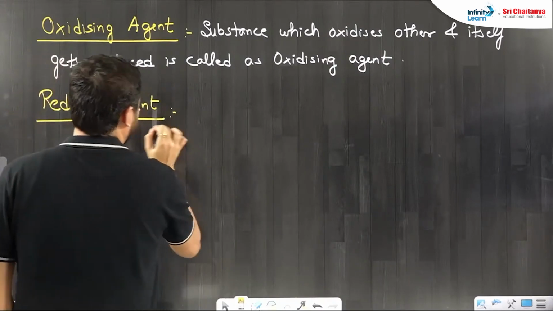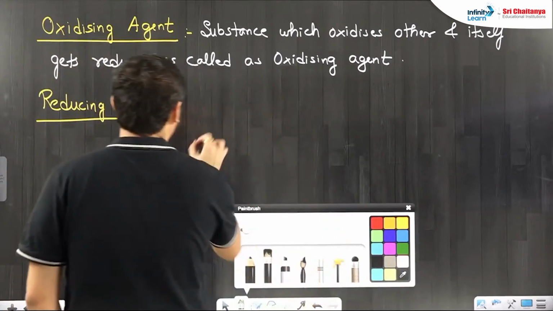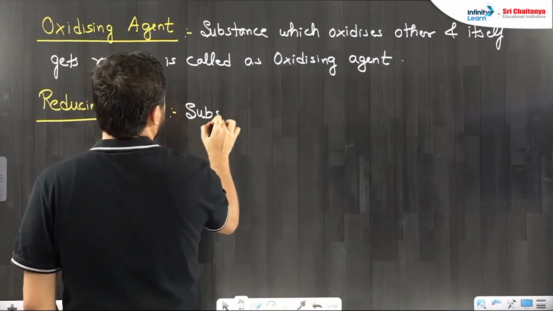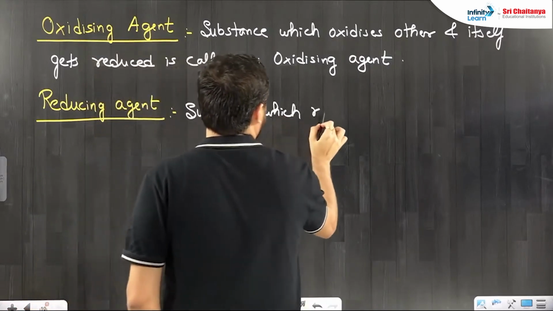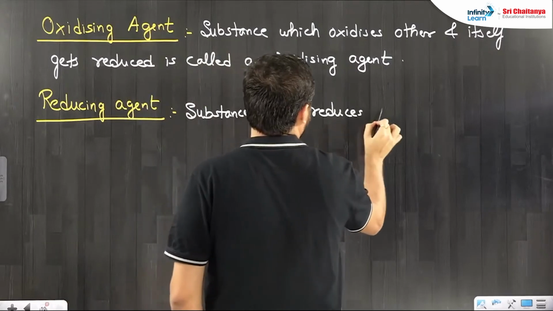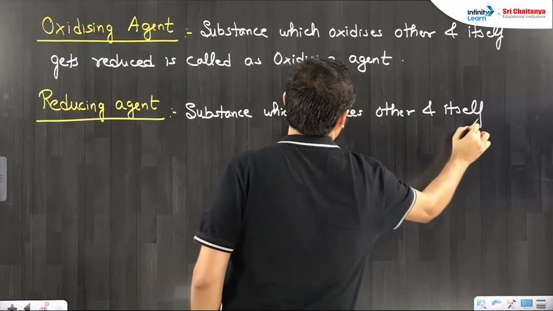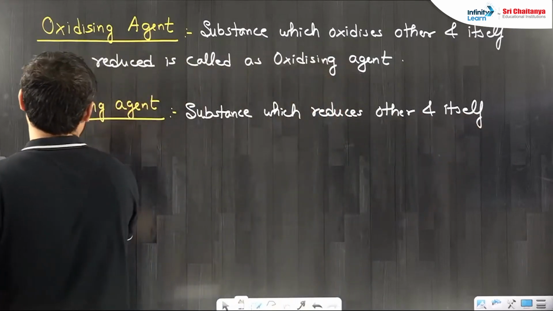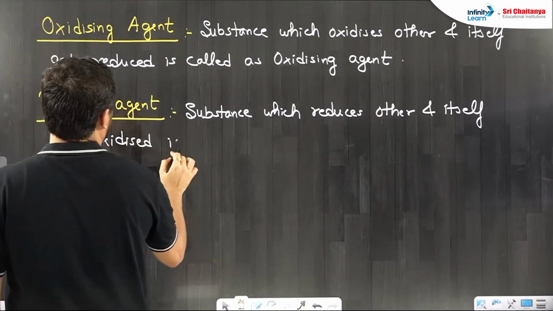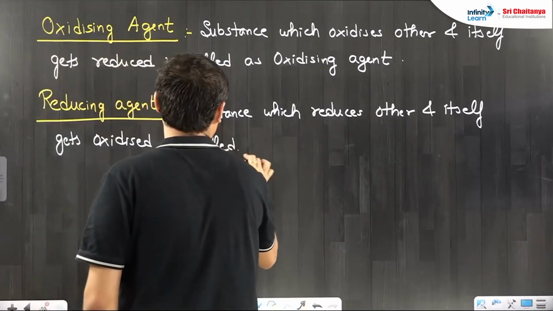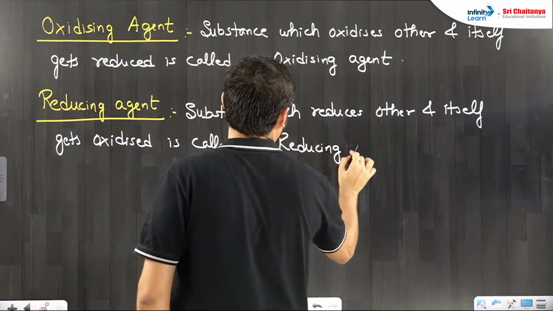Now reducing agent is which reduces other and itself gets oxidized. So if I write, what is definition here? Substance which reduces others and itself gets oxidized is called as reducing agent.